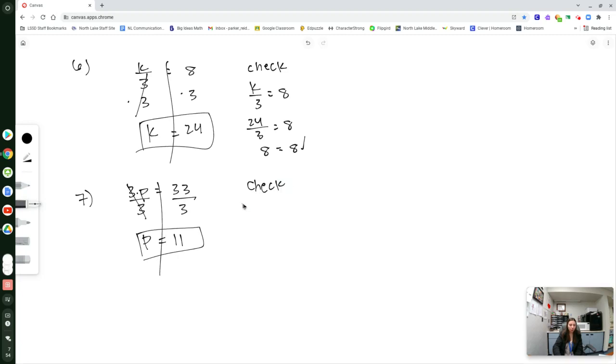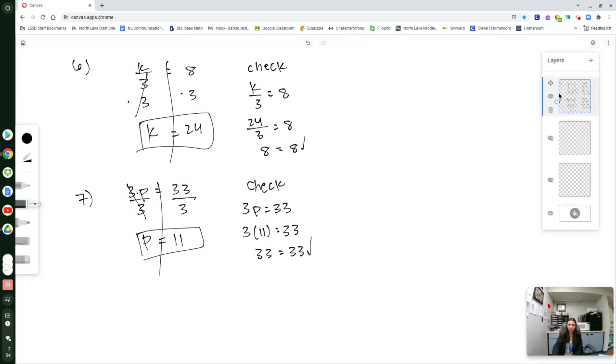And now I'm going to check just to be sure. That means I'm going to take my original equation, 3p equals 33. I'm going to replace p with 11. 3 times 11 equals 33, because that's what I think p is. I think it's 11. 3 times 11 makes 33. 33 equals 33. Perfect. That means I did this correctly. P does need to equal 11 to make this equation true.